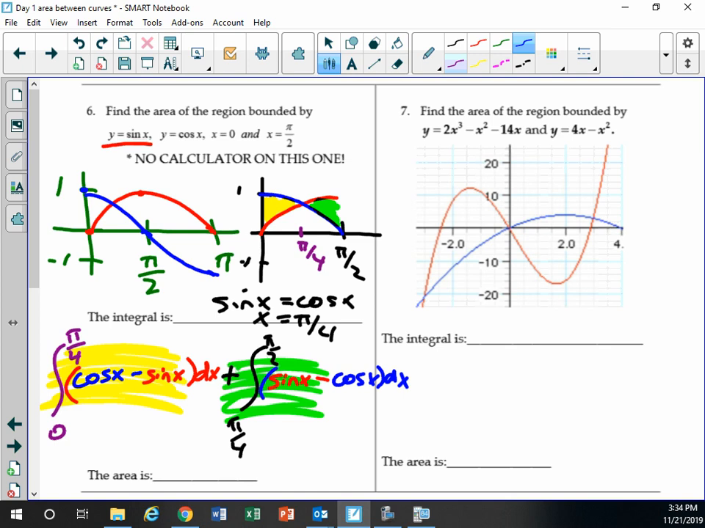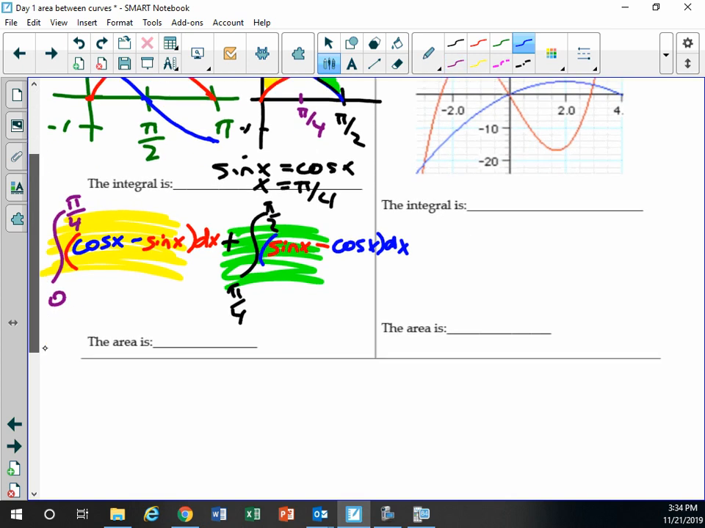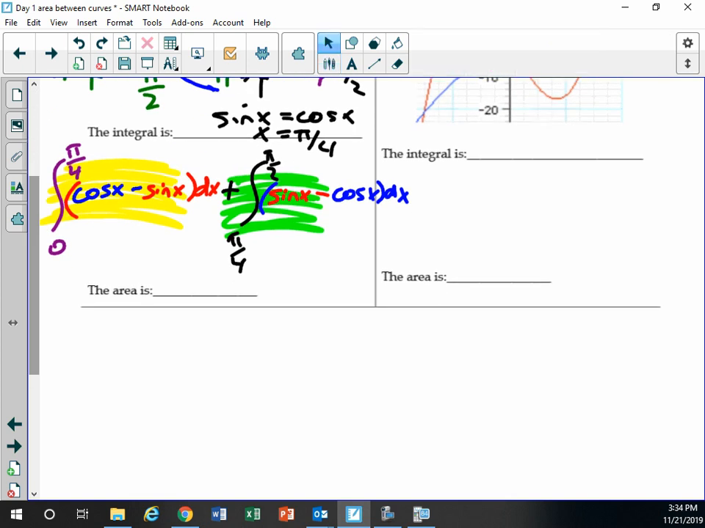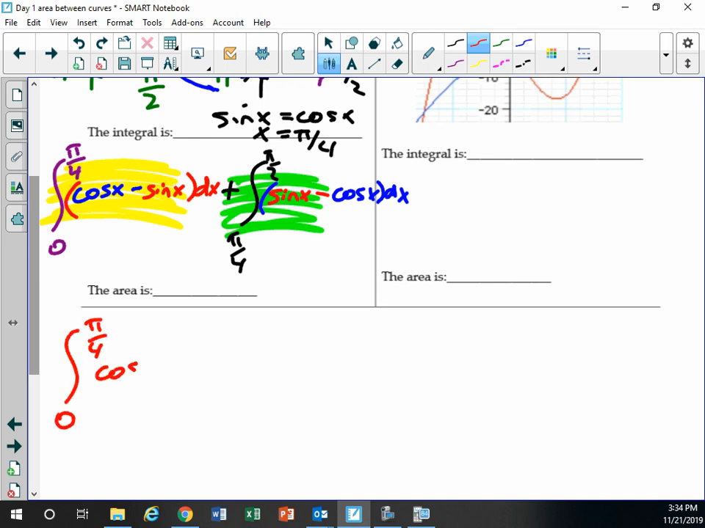It's kind of like when you do velocity. Your velocity has to be in two separate pieces because of where it intersects. That would be this one. Remember opposite value velocity? Alright, so I'm going to write it down here so I have room. Cosine minus sine from 0 to pi over 4, and then pi over 4 to pi over 2 of sine minus cosine.